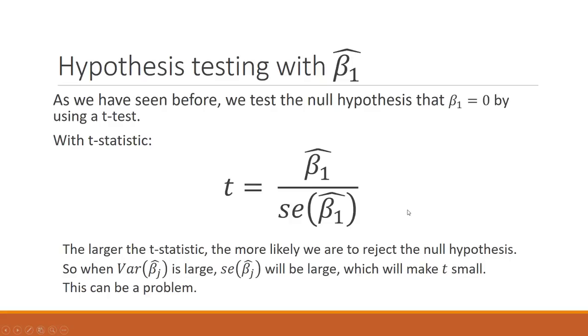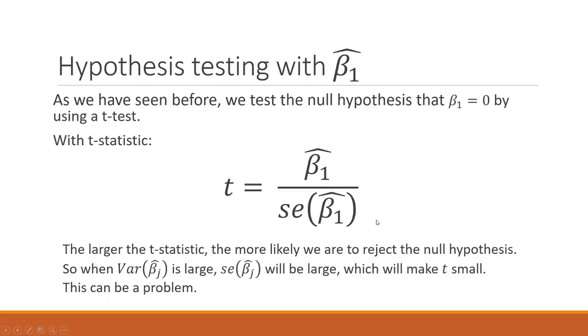That means when we have a large variation in beta hat, our t-statistic will be smaller and it will be harder to reject the null hypothesis. All right, that's going to be a big problem. And that's what we're going to talk about when we talk about multicollinearity. That's why we want small variances of our coefficient estimates.